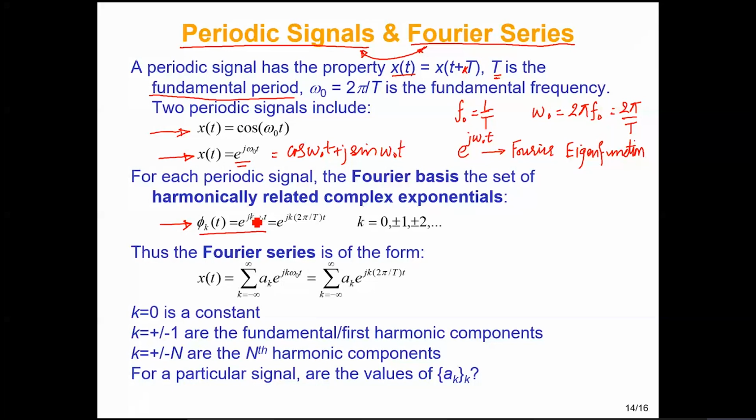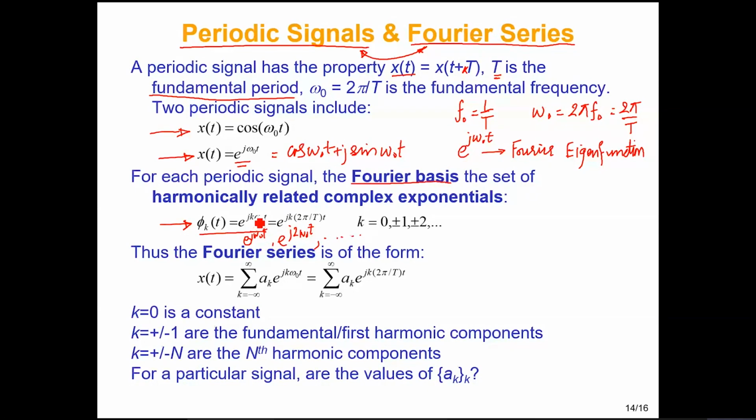So e raised to the power of j omega naught t is the first eigenfunction, e raised to the power of j 2 omega naught t is the other one, then e raised to the power of j 3 omega naught t, and we can have multiples of that. So we can have a whole range of such eigenfunctions. In general, e raised to the power of j k omega naught t, all of them are complex exponentials, and these are the eigenfunctions which Fourier gave us, and these are also the Fourier basis functions. The beauty of this thing is that they are also basis functions.